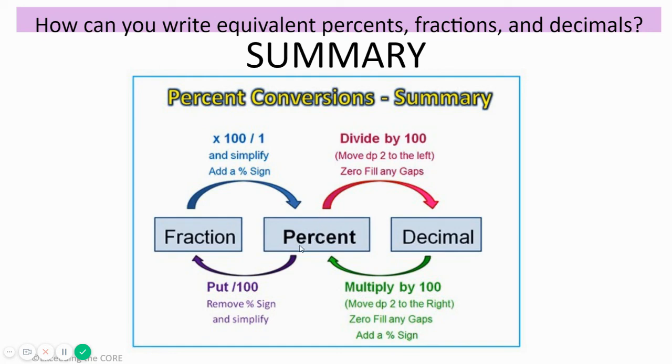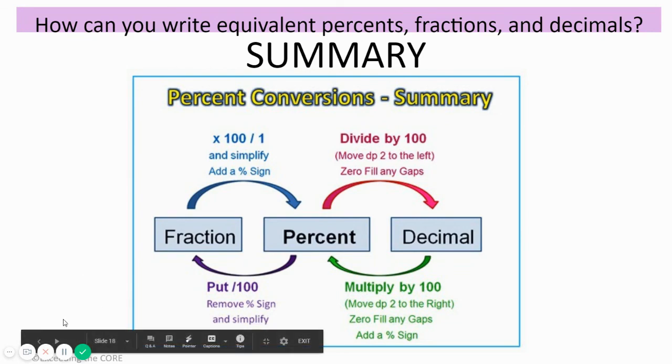And to go from percent to fraction, put that percentage over 100, remove your percent sign, and then simplify your fraction into simplest terms. So that was your quick review on fractions, decimals, percents, and ratios.